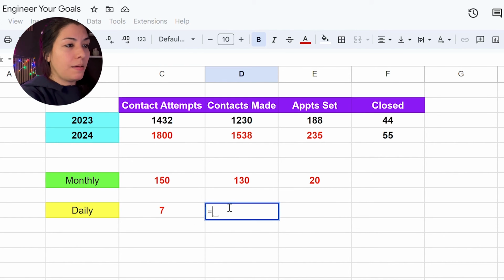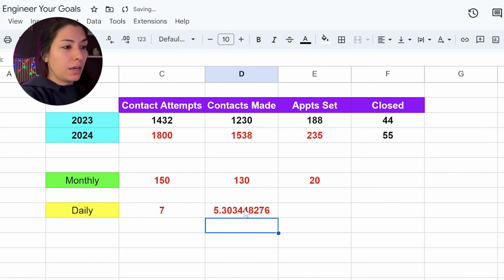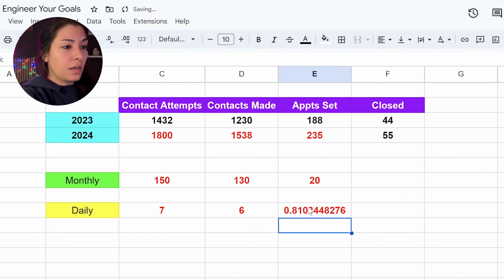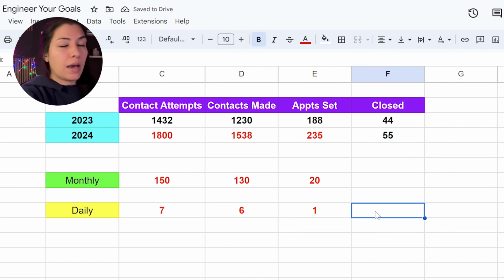Okay, this divided by 290 days that I'm working, again, we're rounding up. That means 6. This divided by 290 days that I'm working, 1. And that will lead me to 55. As I mentioned before, I love my trackers. I love my checklists. I love having everything be just a formula.